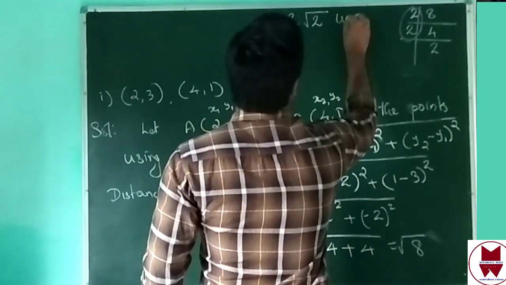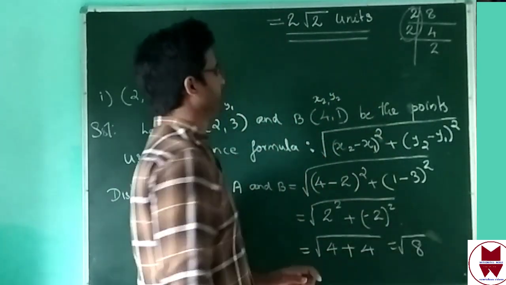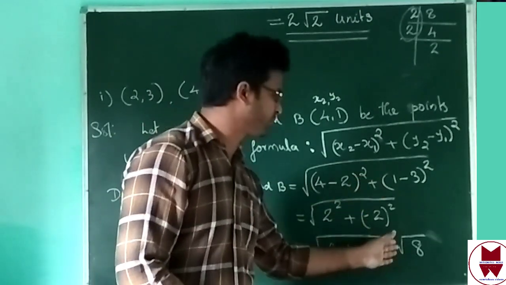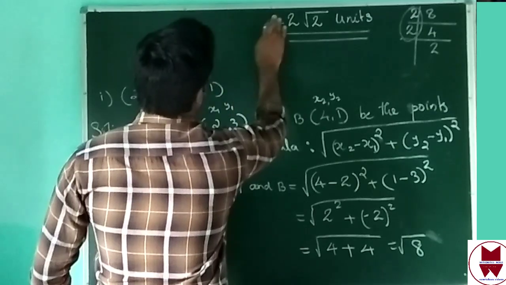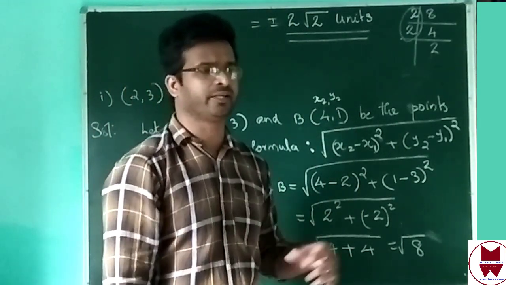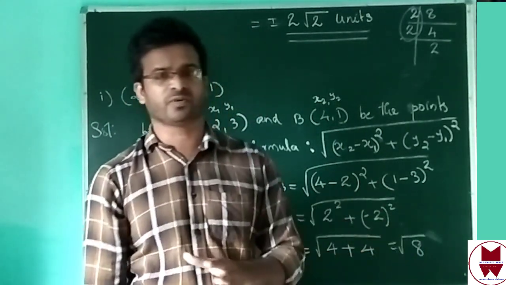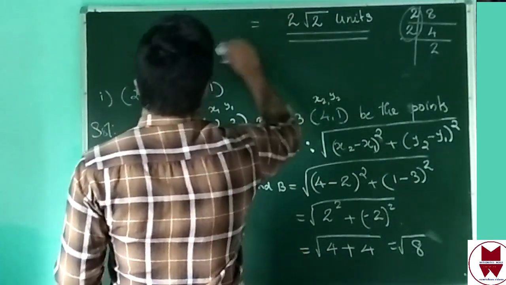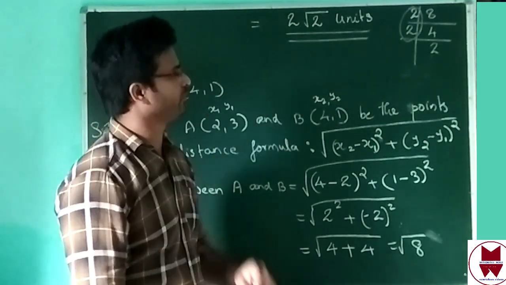We have to write units. 2 root 2 units. Then in the previous class you have studied, when you take square root, we always have to use plus or minus. If you write here plus or minus 2 root 2, but distance cannot be negative, you know, isn't it? 1 meter we can say, otherwise we cannot say minus 1 meter. That's why distance cannot be negative. So we always write our answer as positive, 2 root 2 units.